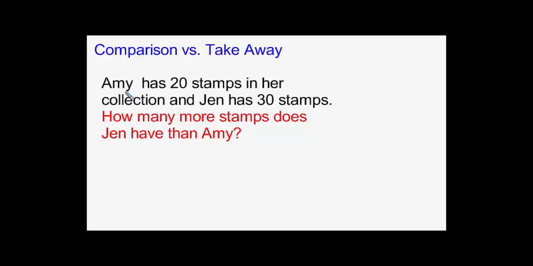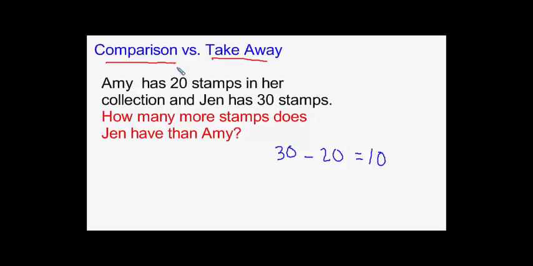Let's look at this example. Amy has 20 stamps in her collection and Jen has 30 stamps. The question is, how many more stamps does Jen have than Amy? Jen does have more stamps. She has 30 and Amy has 20. To figure out how many more Jen has than Amy, you would subtract, and find that Jen has 10 more stamps than Amy. The real question is, does this problem represent a takeaway problem or a comparison problem?